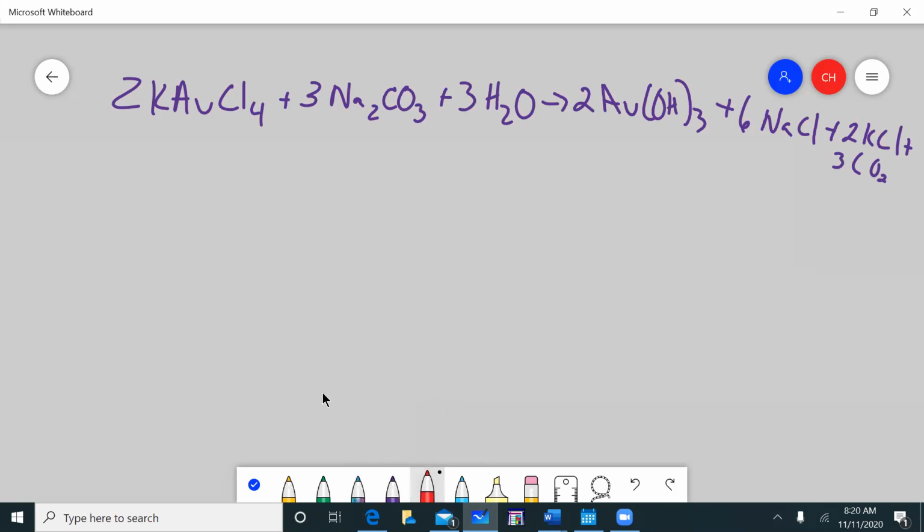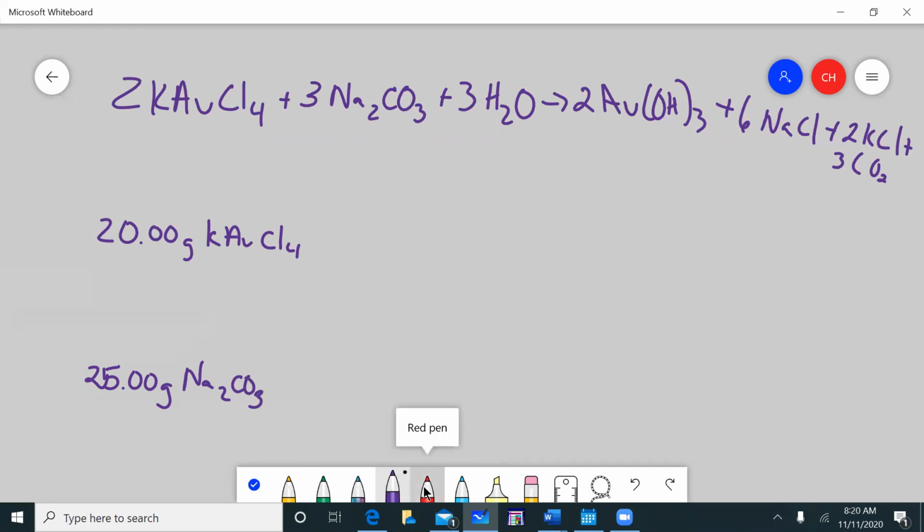So this problem has given us two things. It says, hey, you have 20.00 grams of KAuCl4, and you also have 25.00 grams of Na2CO3. So we know something about this, and we know something about this. And the problem explicitly says to work towards the gold hydroxide, which is this thing over here.